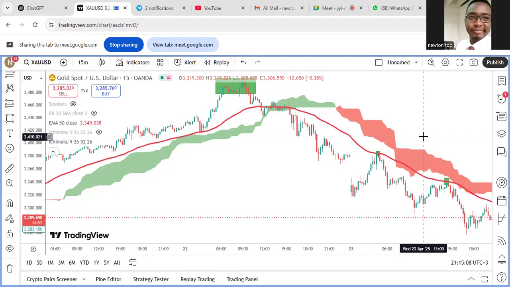Actually, ilikuwa March last month. Last month I got 5 losing trades, Monday to Friday losing. But monthly, by the end of the month nilikuwa profitable. Unaona? Nilikuwa profitable by the end of the month.